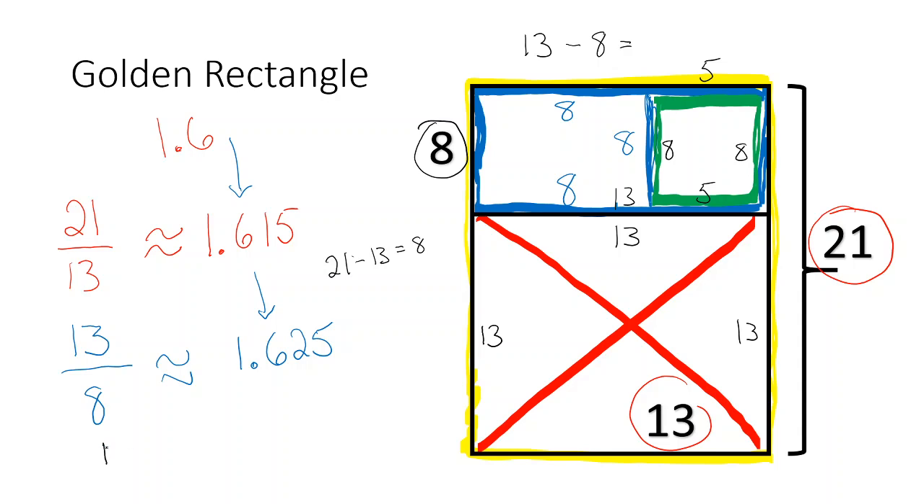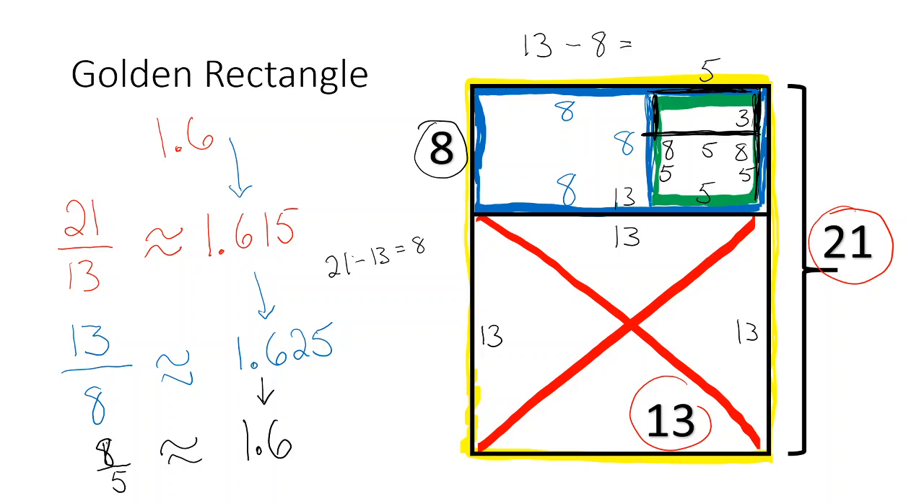So let's see what happens when we take 8 by 5 and do that on our handy dandy calculator. 8 divided by 5 gives me exactly 1.6. Another golden rectangle. Could I do that again? Let's cut out a square that's 5 by 5. What would be left? The green line here was 8, and I cut out a 5. Wouldn't that be 3?